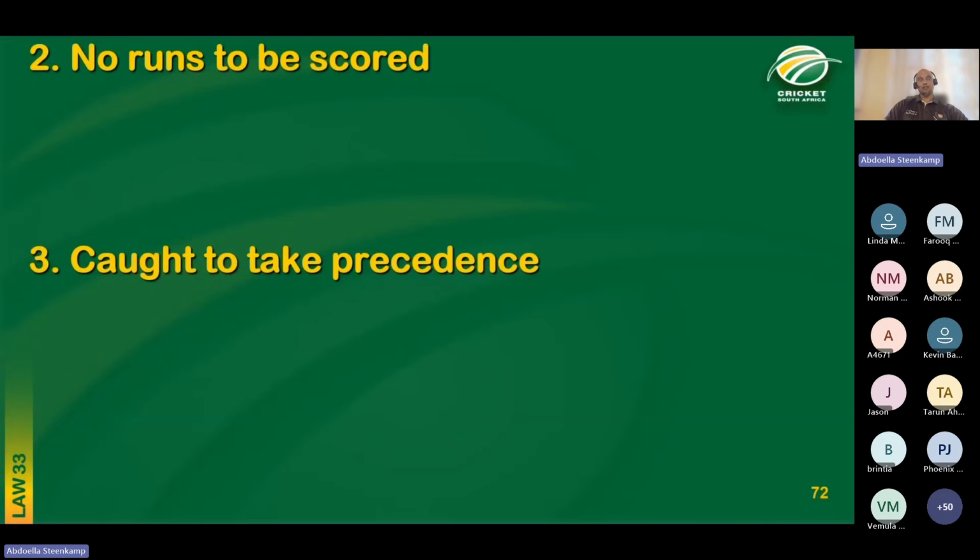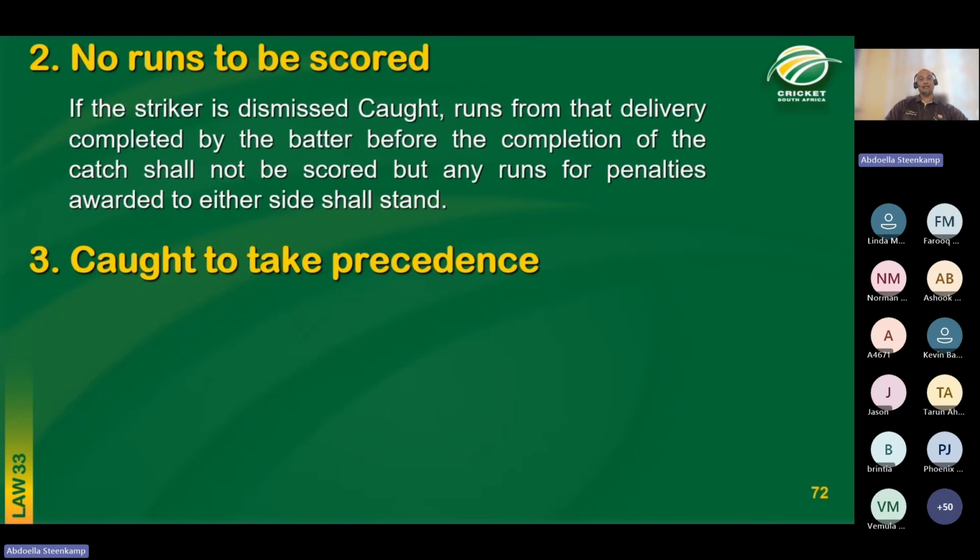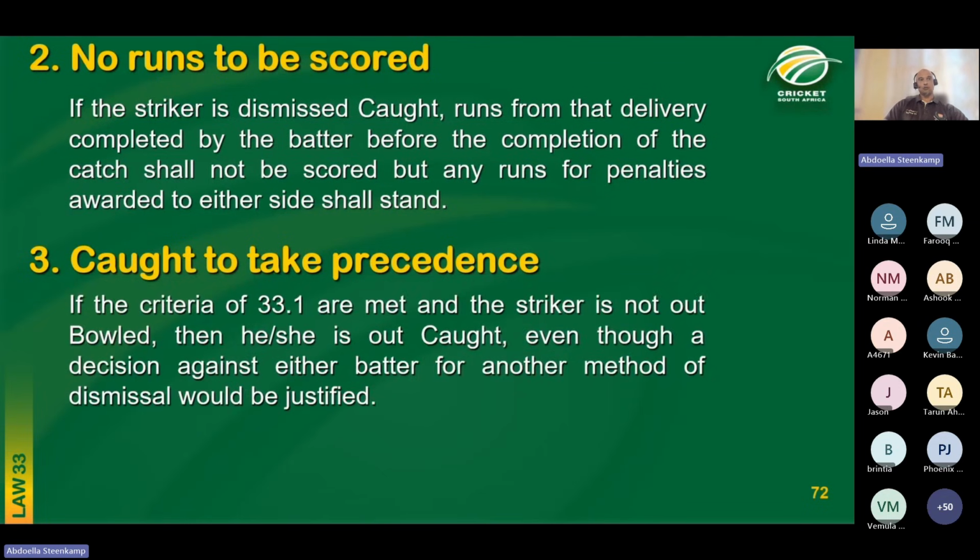So how many runs get scored if a striker is out caught? 0 runs to be scored if a striker is out caught. But any runs for penalties, that will stand, but 0 runs to be scored. Last week we've covered who's number 1. We said Boss is Bold is Boss, so Bold is number 1, and Caught is number 2.